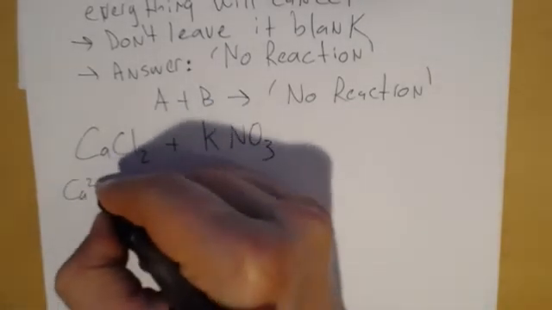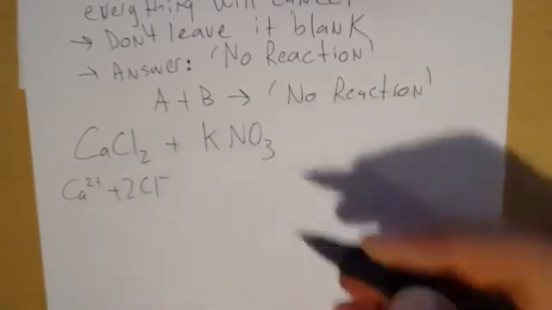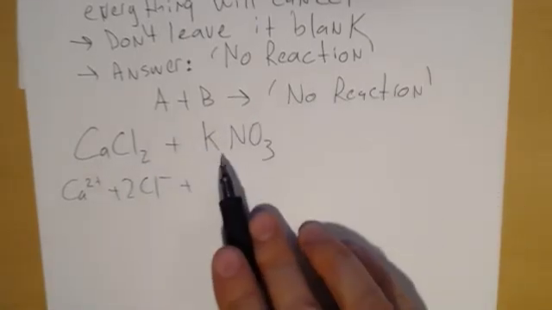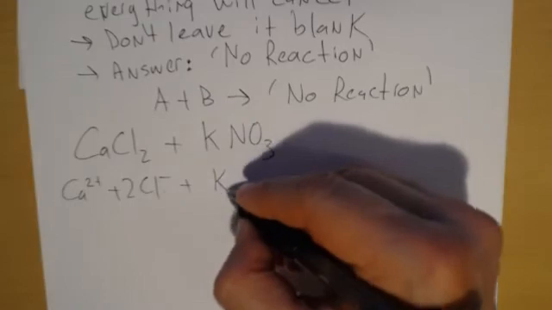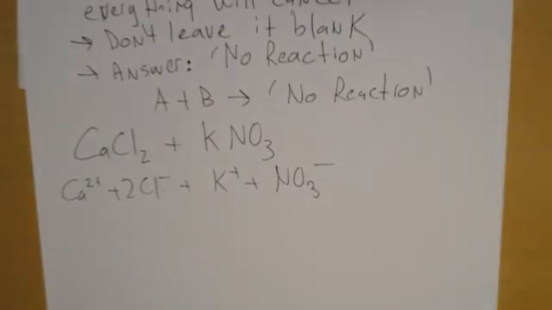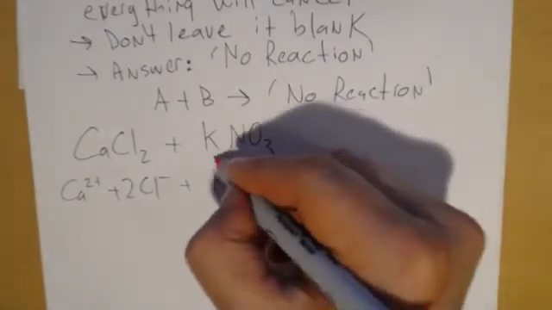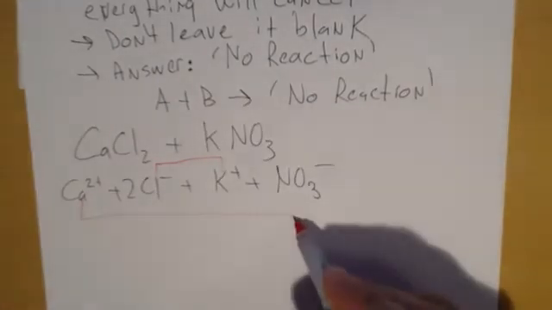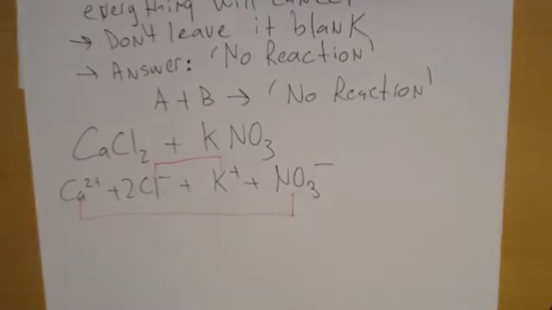So calcium chloride, we broke this one apart before. It's calcium 2 plus, 2 chloride minus. This is very similar to the silver nitrate. It's potassium plus and nitrate minus. When they switch partners, potassium's going to go with chloride, calcium's going to go with nitrate.